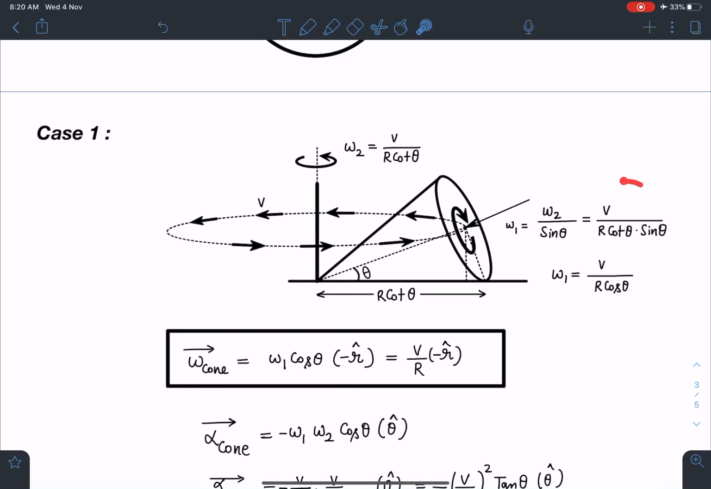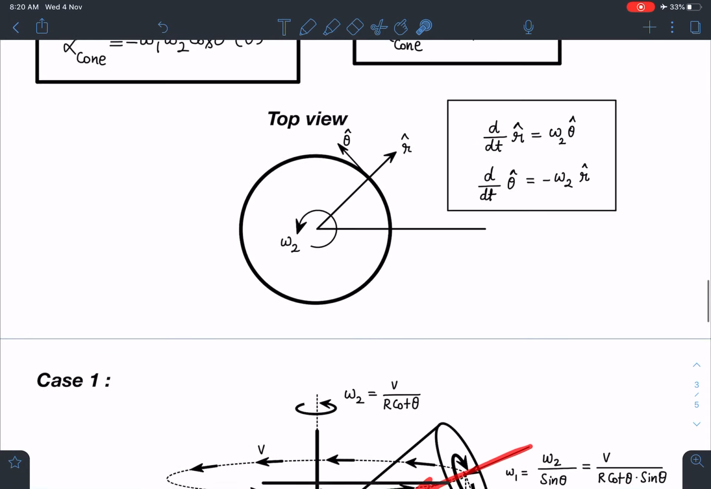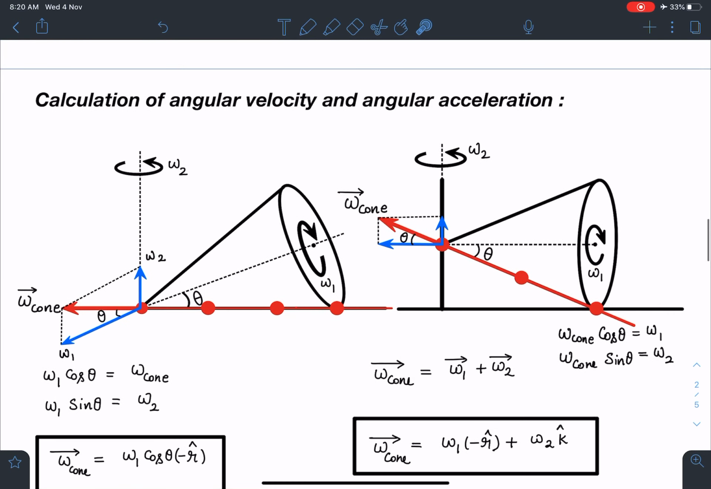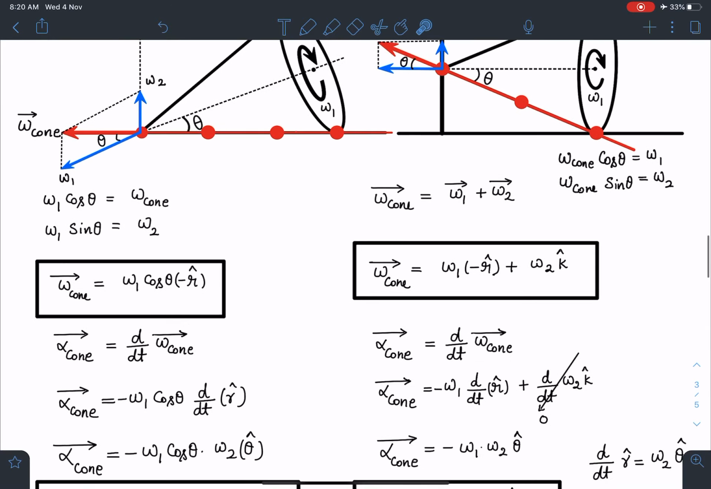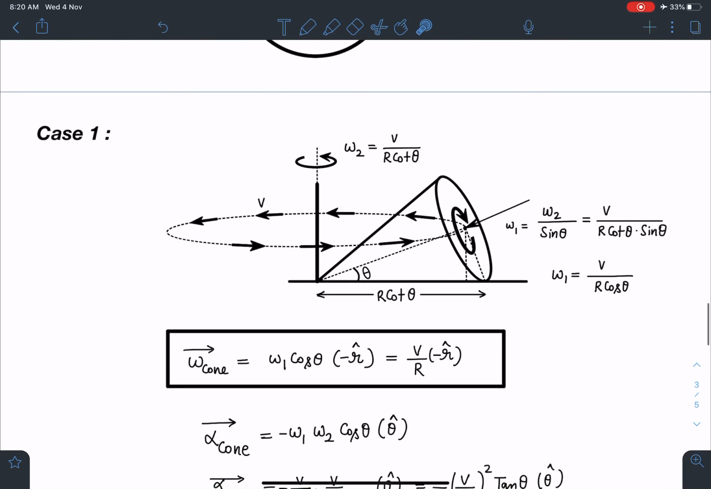Let's check this part one more time. I'm getting some doubt in this, whether I have written it properly or not. So let's analyze this part one more time. So this omega is in this direction. We'll be using the previous equation here. I'm going to use this equation. So this omega 1 sine theta must be equal to omega 2. I hope you can see this. So it's right only. It's a correct expression.